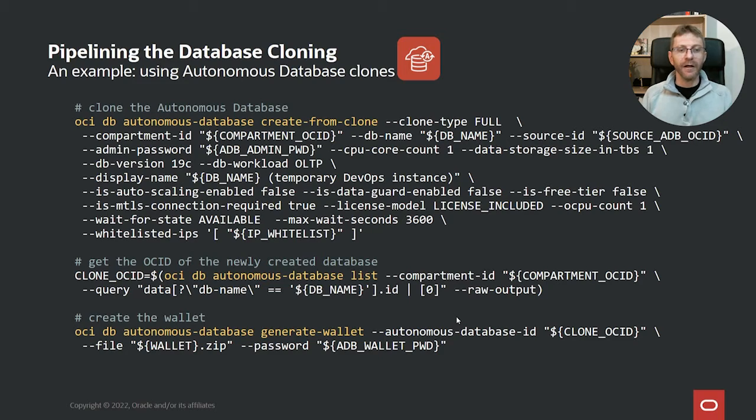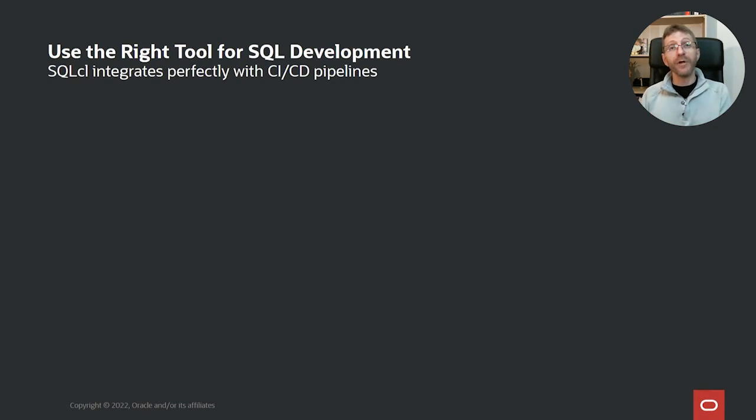And then we can use another command, OCI Autonomous Database generate wallet, that will create a wallet on our deployment container, and we will use that wallet to deploy changes to the database, because the wallet contains the certificates to connect to the database, but also the connection strings, so that we have all the information that we need to connect to the database. But then we also need to apply the schema changes.